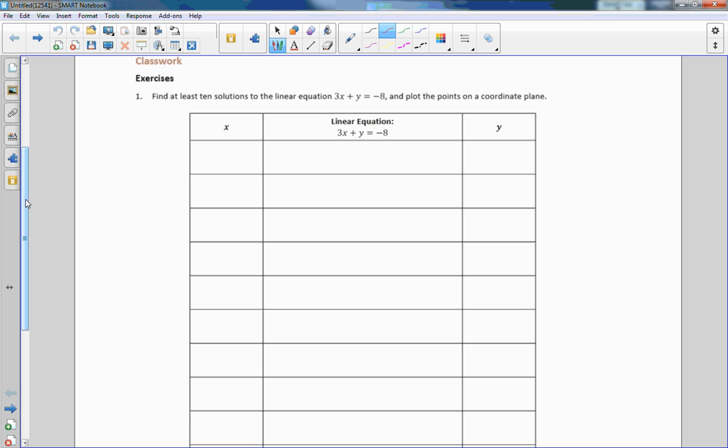Okay, so classwork exercise starts out with this number 1. It says find at least 10 solutions to the linear equation 3x plus y equals negative 8.